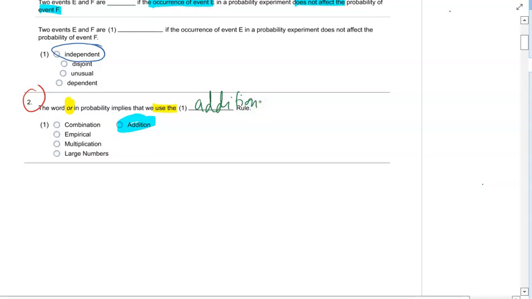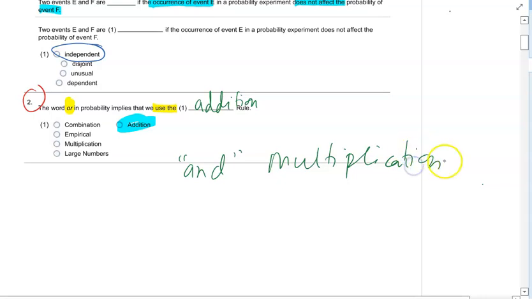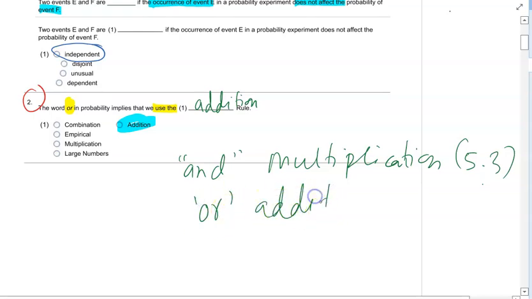And just a quick note: if you have "and", we use the multiplication rule. That's what we're going to do in this section, 5.3. And if you have "or", we use the addition rule. That's 5.2 in the previous section.